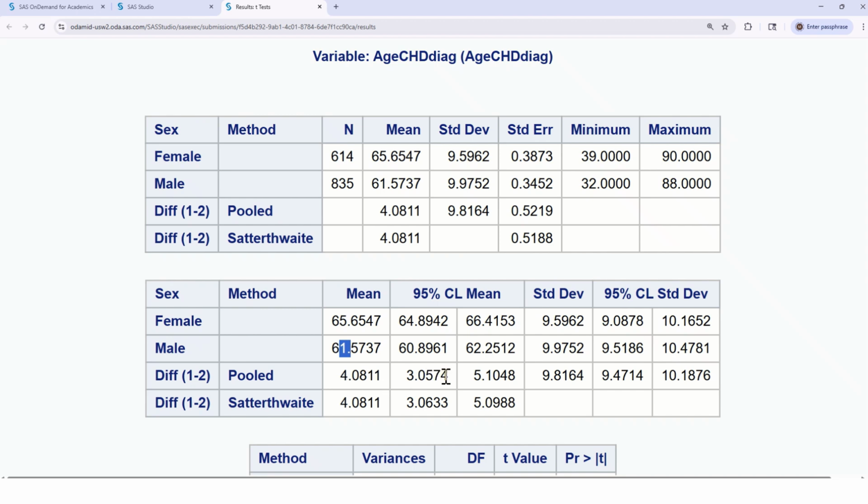At the same time, we also see the 95% confidence interval given right next. For the population, we are 95% confident that if we repeat this test multiple times, our difference will stay between 3 to 5 years for the whole population. And since this range does not contain 0, we conclude that there is a statistically significant difference between males and females in the age at which they develop coronary heart disease.